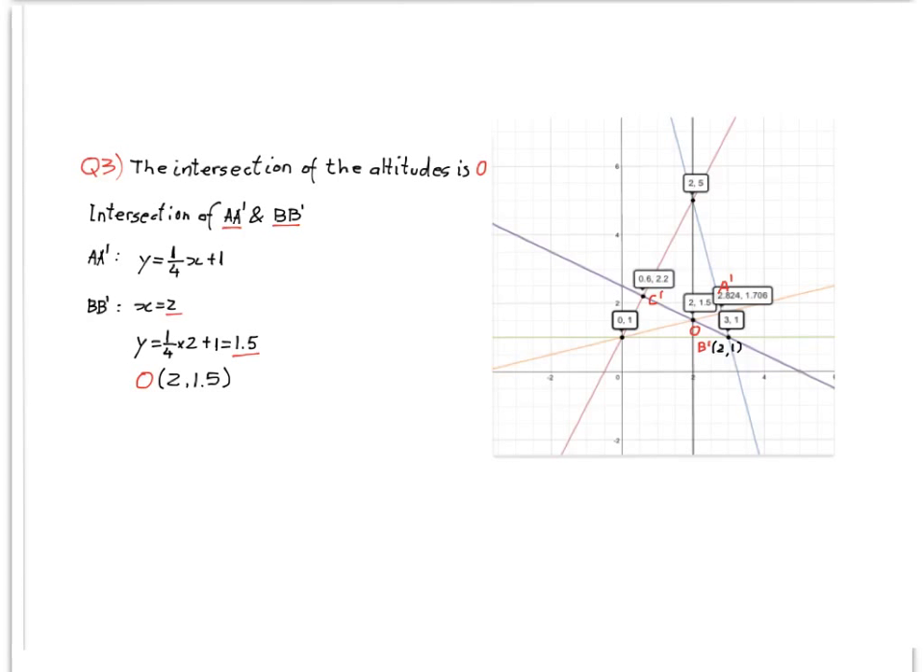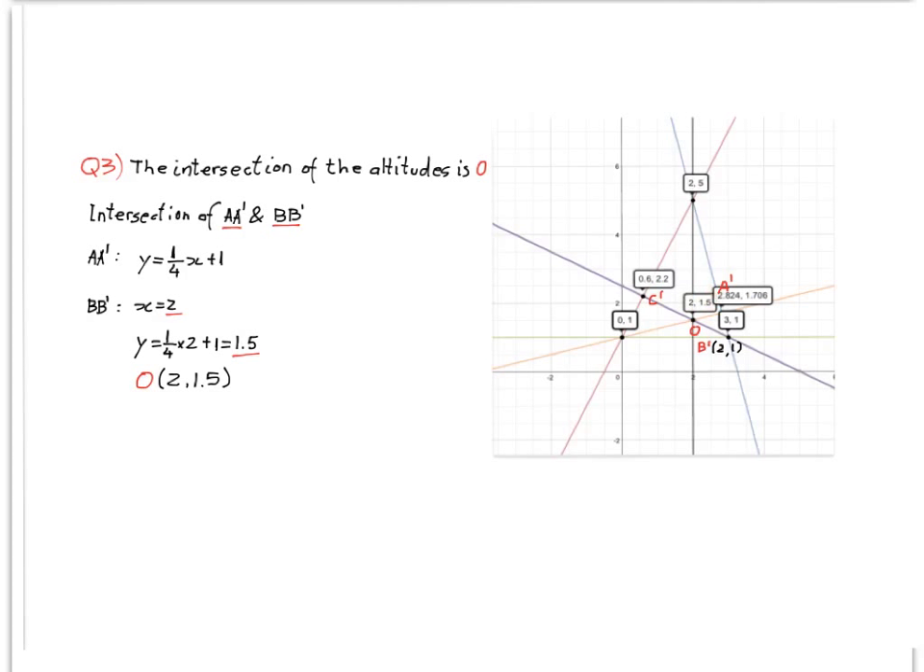Question 3. The intersection of the altitudes A prime, C prime and B prime is at this point here, which is O. I got the coordinates from my Desmos graph, and the calculator says that the intersection of these lines should be at x equals 2, y equals 1.5. But I'll use simultaneous equations to see if that's true.